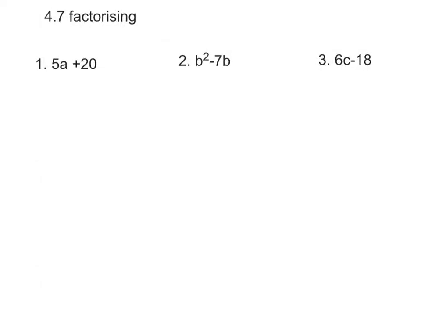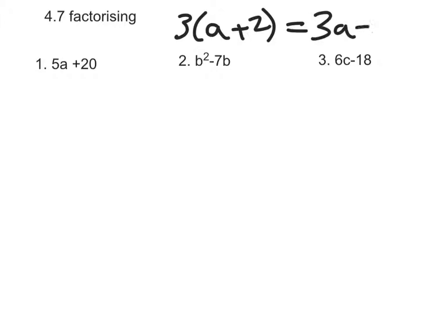We're now going to look at factorising. Factorising is basically the opposite of expanding. So if we recall, when we expanded, for example, 3(a + 2), that would become 3a + 6 because we expanded it out. Now factorising is getting from this side back to this side by seeing what are the common factors of these two terms.